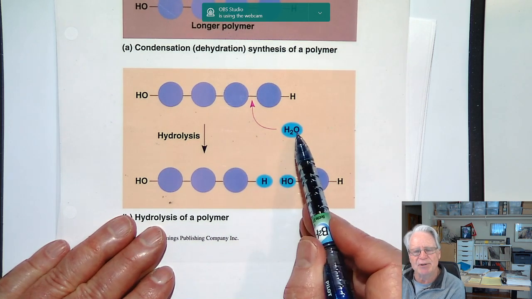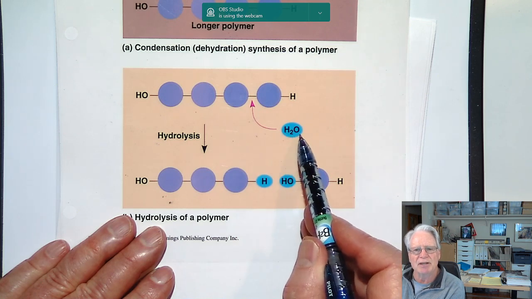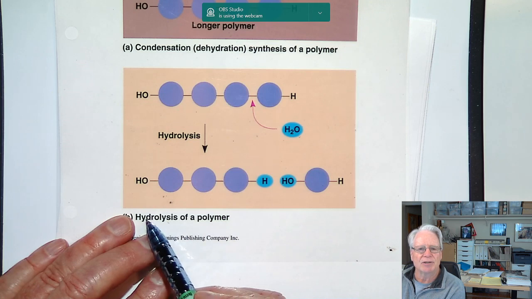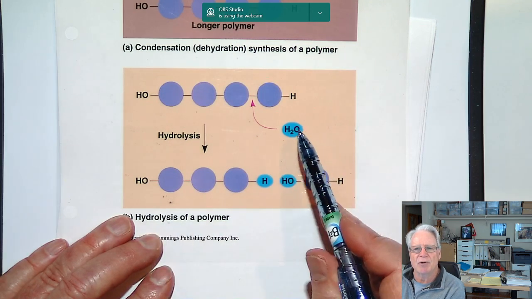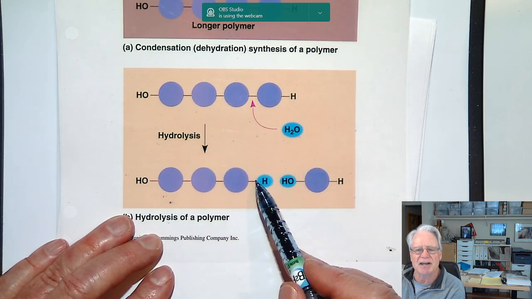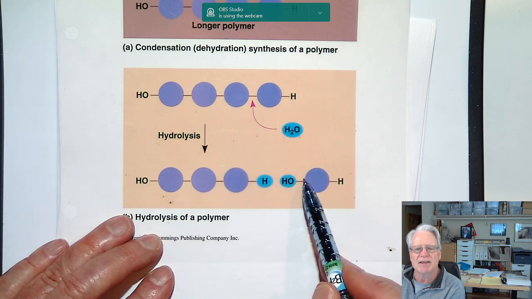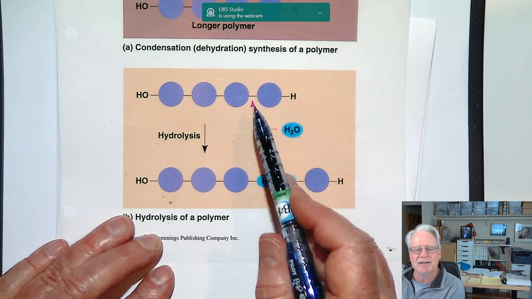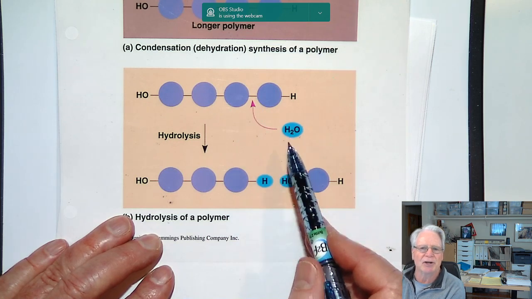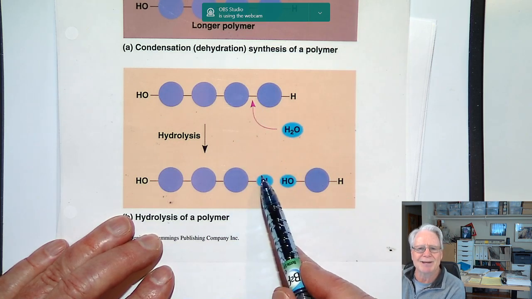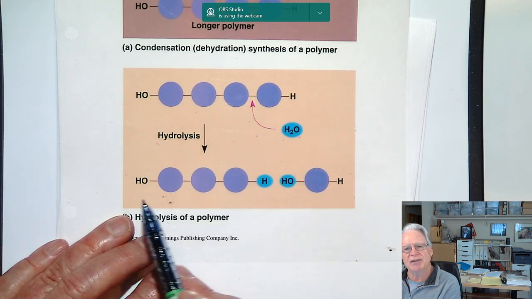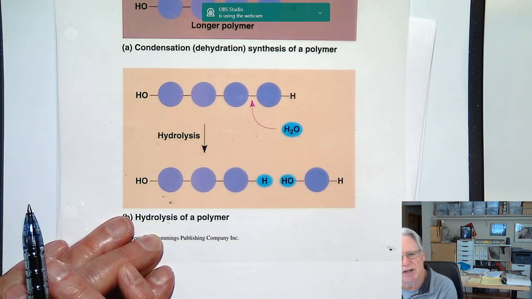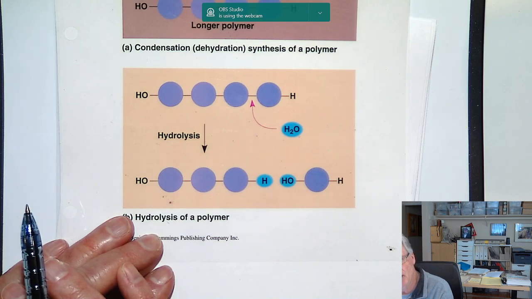But notice what happened to water. Water was split apart. It was lysed. So we take water, we split it apart. So here's one of the hydrogen atoms, and there is the other and the oxygen. So we break that bond, and then we break water apart. We add one of the hydrogens to one side and the OH group to the other, and we have separated the blue dots. That's a hydrolysis reaction.